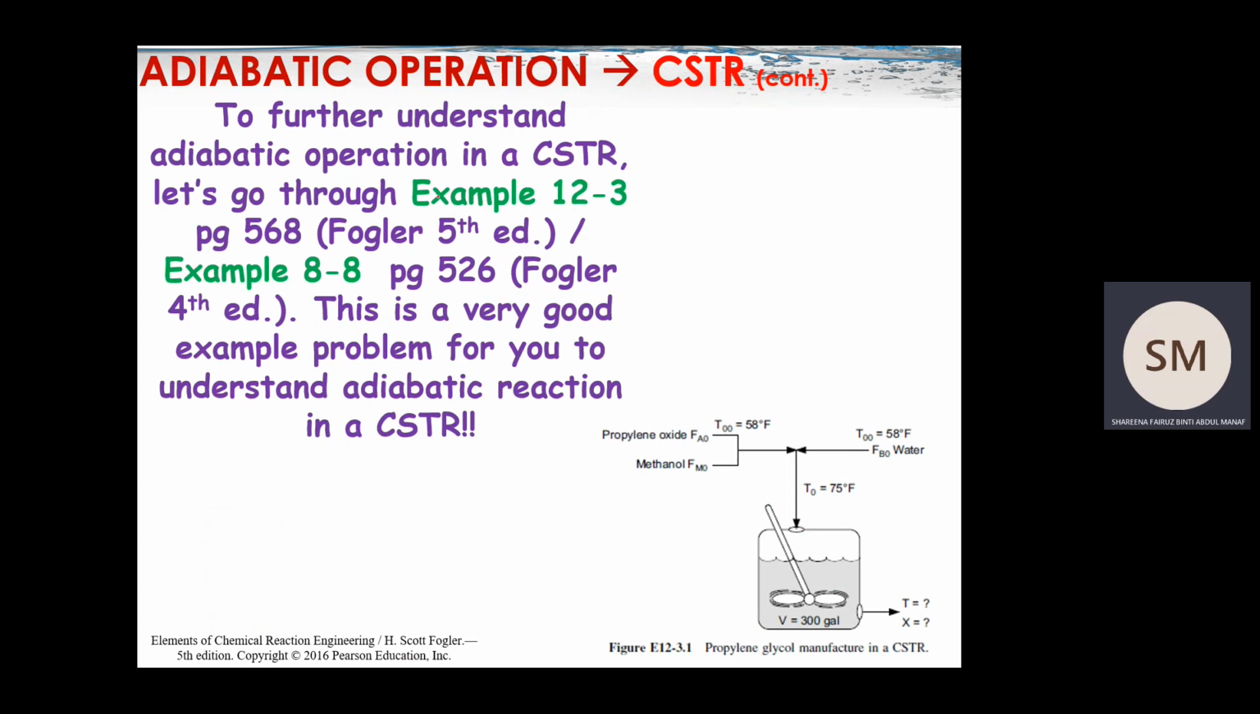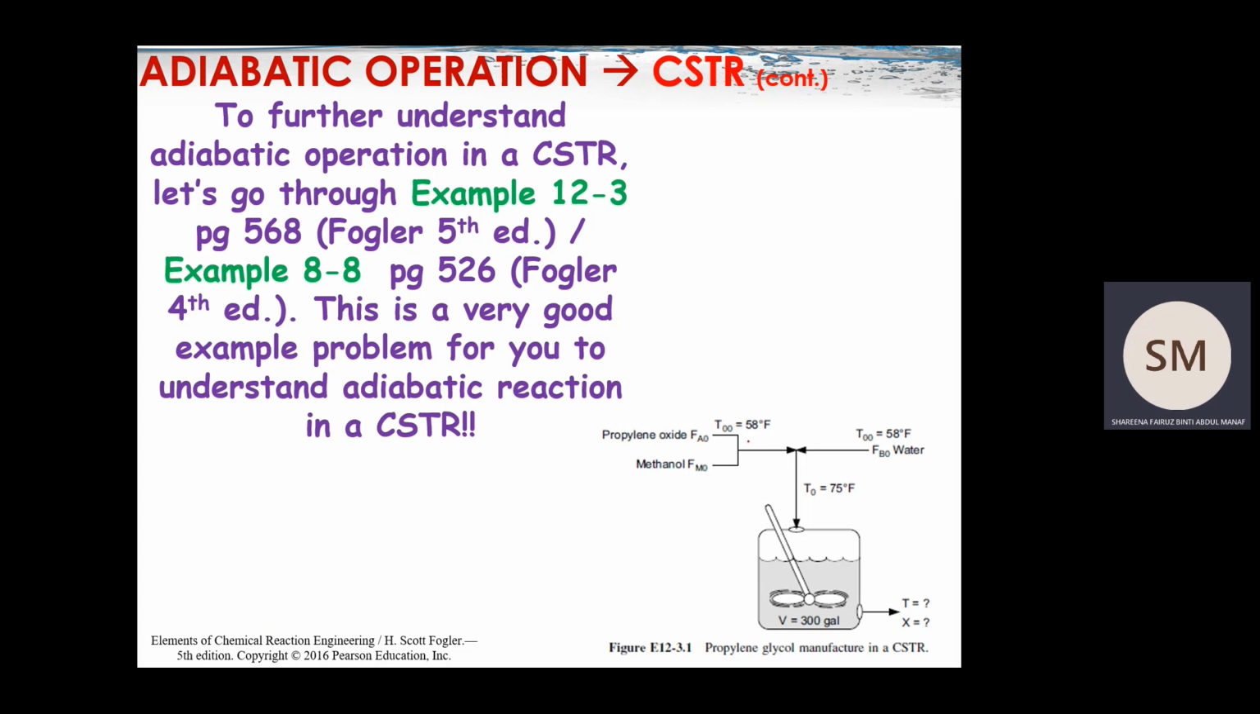So to further understand adiabatic operation in a CSTR, let's go through example 12-3, page 568 or 8-8 for Fogler fourth edition. Okay, so this is a very good example problem for you to understand adiabatic reaction in a CSTR. Okay, so this is a CSTR.